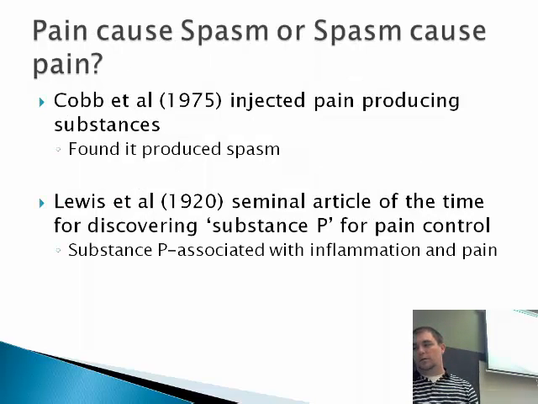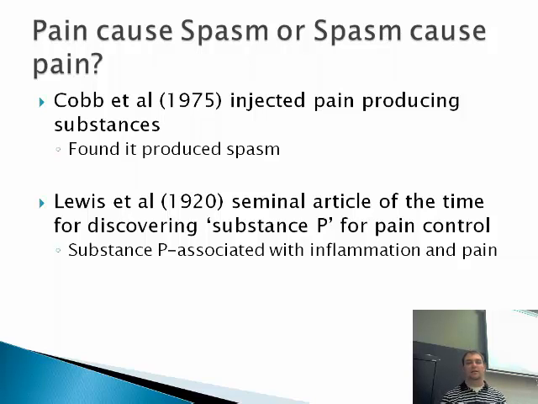Two more articles here. Cobb et al. in 1975, getting a little older now. Does pain cause spasm, or spasm cause pain, right? Cobb et al. injected pain-producing substances into a set number of patients. He wanted to see if the injection would cause spasm to occur in these individuals, and it did. It also caused pain. Obviously, if it's a pain-producing substance, it produced the pain first. Secondary to that pain was the spasm. So why did that happen?